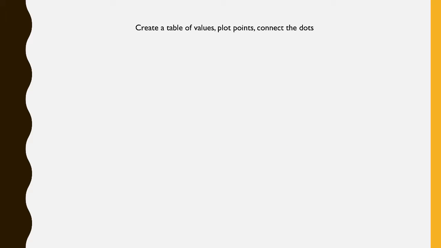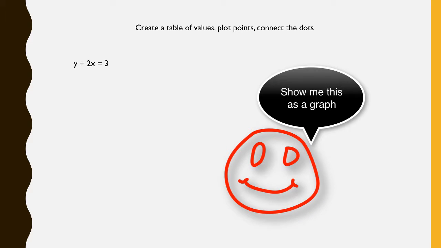First of all, create a table of values, plot points, and connect the dots. So what does that all mean? So you're going to start with an algebraic equation, and let's say your teacher says, okay, here's your equation. I want to see that as a graph. So here's what we're going to do.